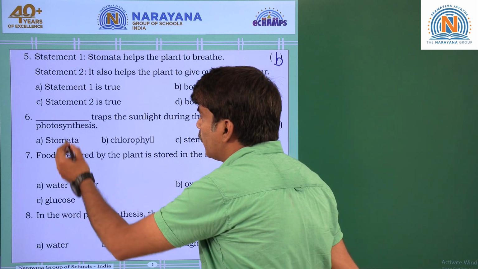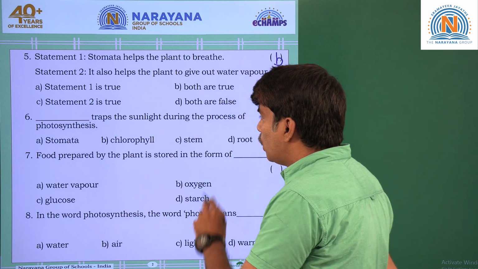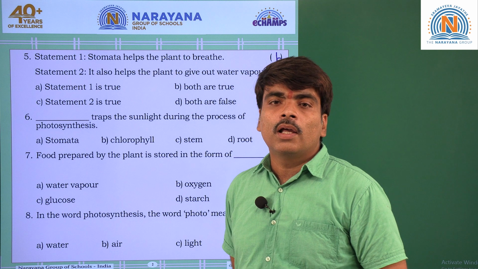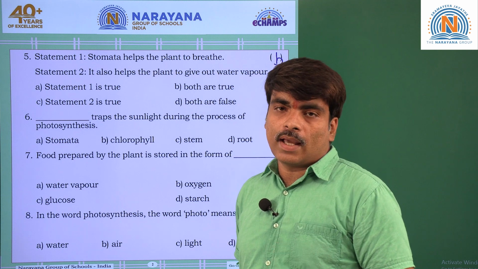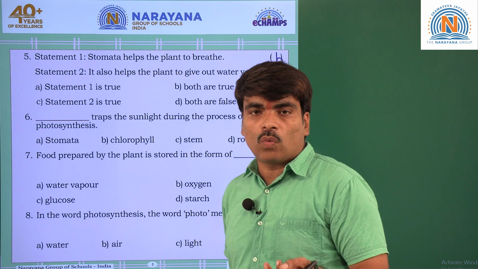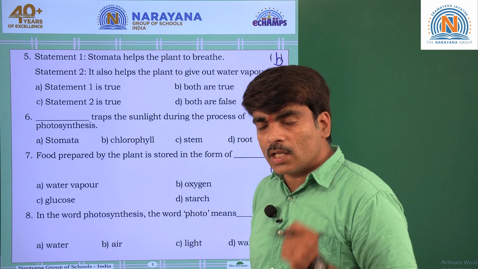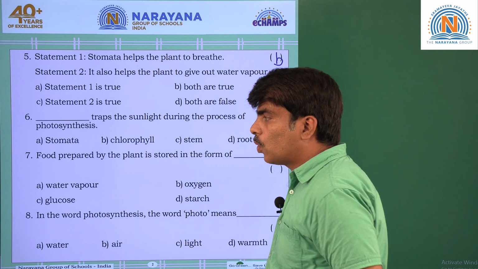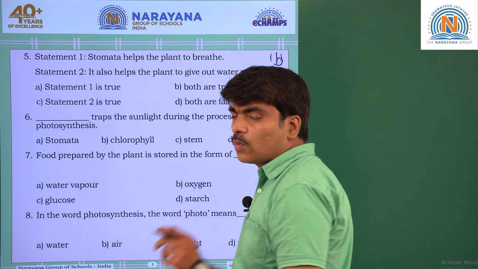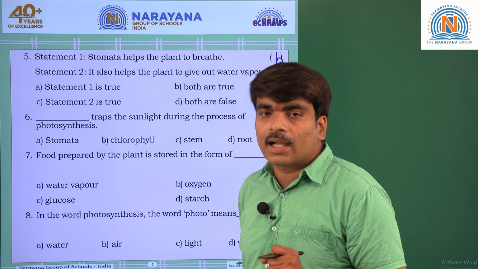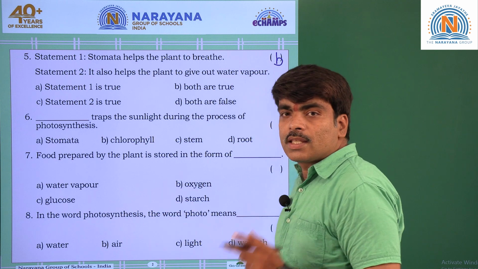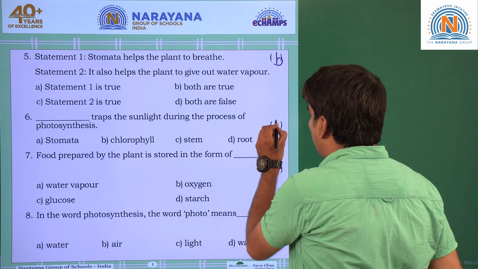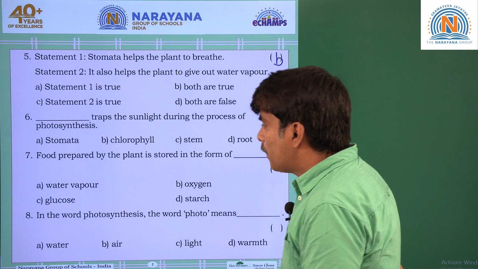Moving on to the sixth question. Dash traps the sunlight during the process of photosynthesis. Photosynthesis is the process of making food by the plant. How? In the presence of sunlight, water and air. What is it that absorbs the sunlight? We see the options: stomata, chlorophyll, stem and root. Of all these, stomata are the small pores which take in the carbon dioxide. Chlorophyll is the green pigment which helps in preparing the food for the plant. So our option is chlorophyll, option B.